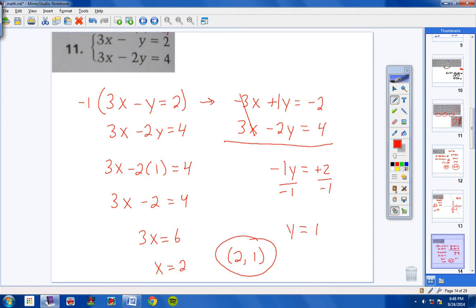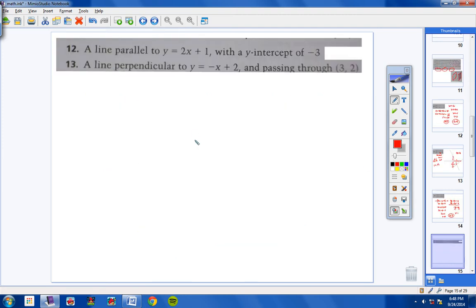Numbers 12 and 13. All right, now, number 12, we're going to write a linear equation for a line that's parallel to this line and has a y-intercept of -3. Now, let's really be careful here, okay? Think about something, students. First of all, anytime I ask you to write a linear equation, you're supposed to immediately think of point, slope, and this formula, okay? Now, we do know the slope.